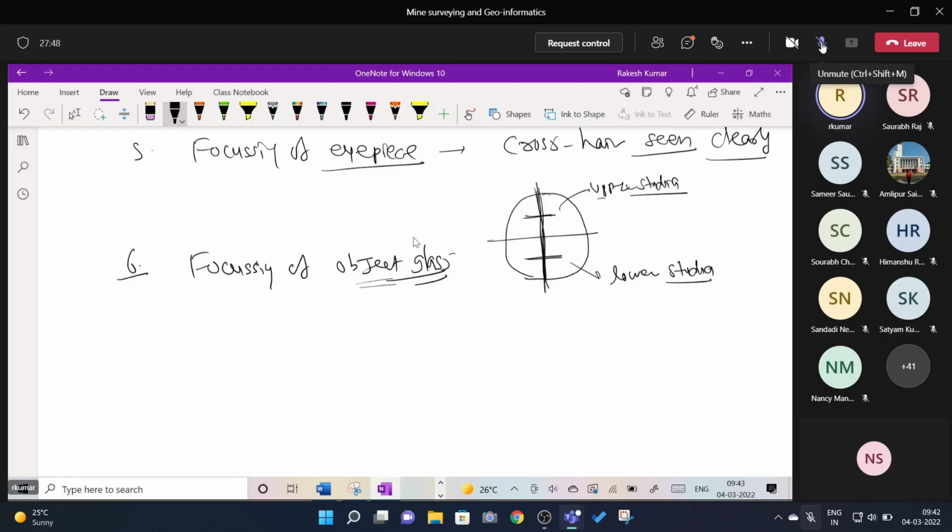If I say transit theodolite, what do you understand by transit theodolite? The telescope can move in the vertical direction also. With a non-transit theodolite, it will not move. Can you give me the classical definition of a non-transit theodolite?